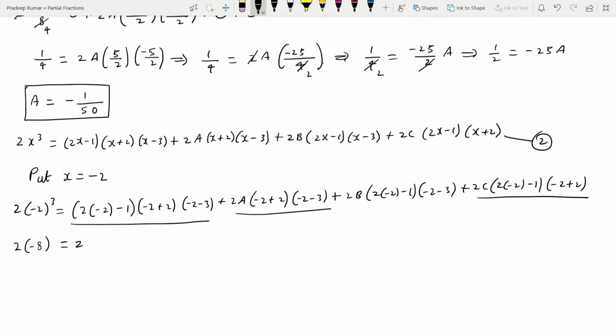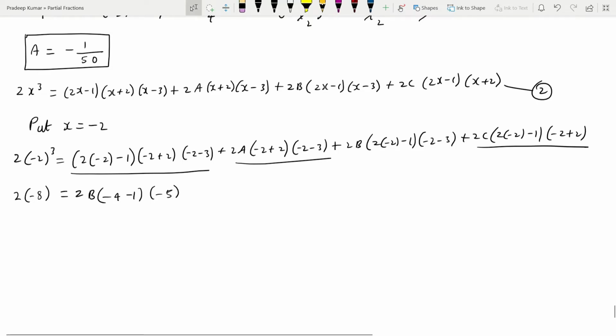So I'll write here 2b into, this is 2 into 2, which is minus 4 minus 1, and we'll multiply the remaining also. Minus 2 minus 3 is minus 5. We'll just multiply this forward. This is 2 into 8, which is 16, minus 16. So this is 2b into, this is minus 4 minus 1, which is minus 5. This is also minus 5.